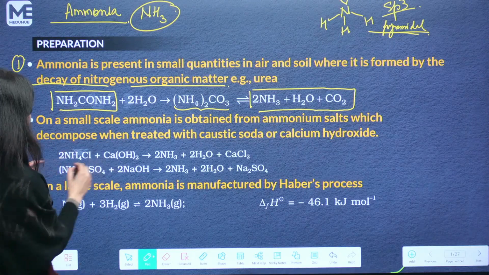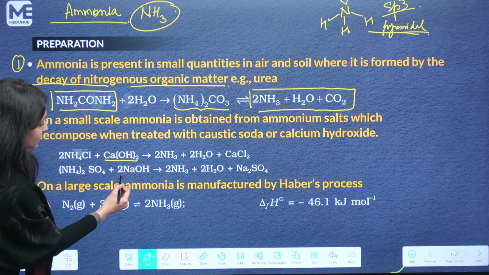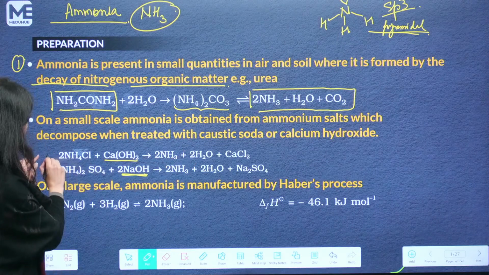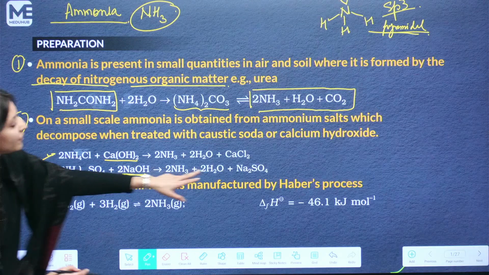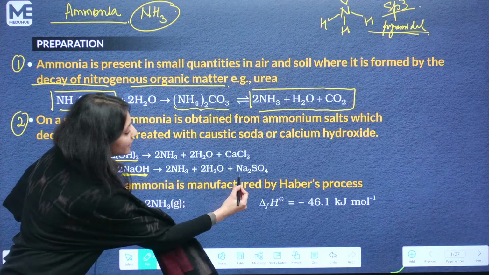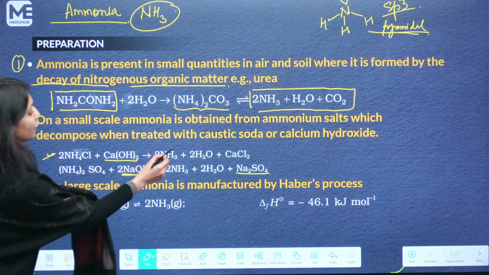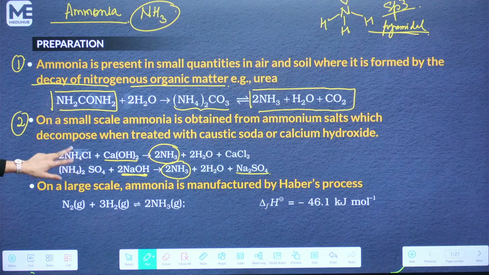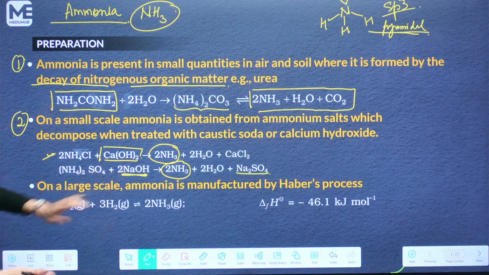Now when you decompose these salts with calcium hydroxide or caustic soda, that is NaOH, we get ammonia, water, and in this particular case we get calcium chloride, and with ammonium sulfate we get sodium sulfate. Okay, so this is the lab method of preparation of ammonia. So you take ammonium salts and you decompose them with calcium hydroxide and caustic soda.